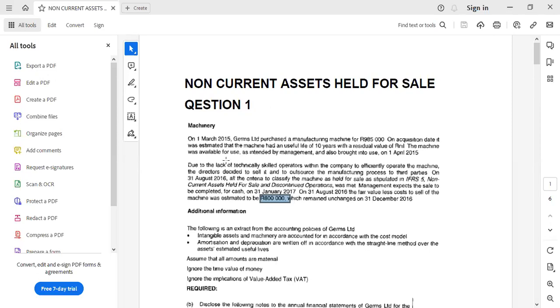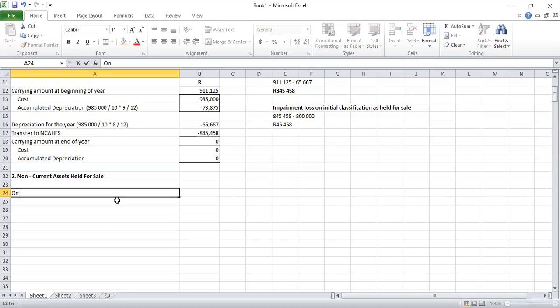Right. So let's first find the major factors that we have to state. We are going to sell because of the lack of technically skilled operators in the company. We have to state that on 31 December 2016 is when they decided to sell the asset. We also have to state that it is expected to be completed for cash on 31 January 2017. Those things should come out in our notes. So actually, we can say on 31 August 2016, that is the date when all criteria were met.